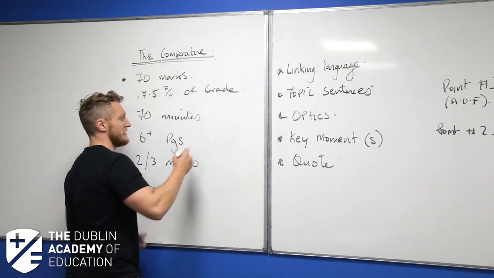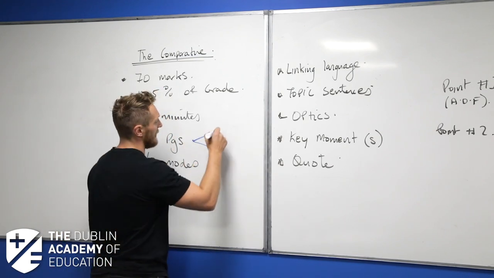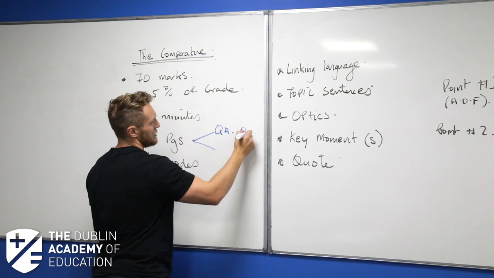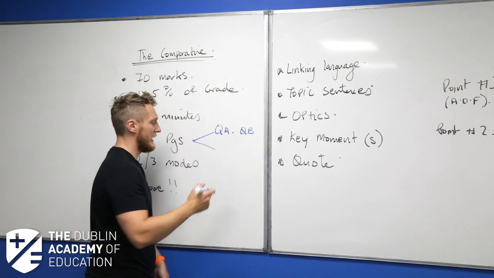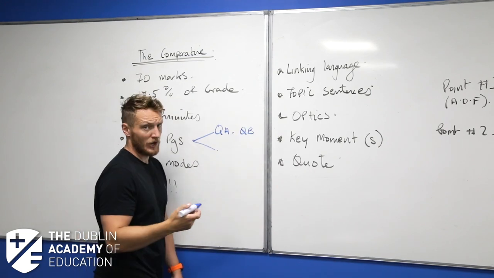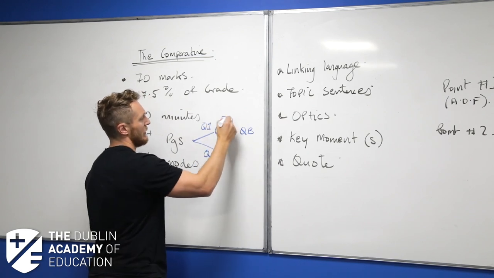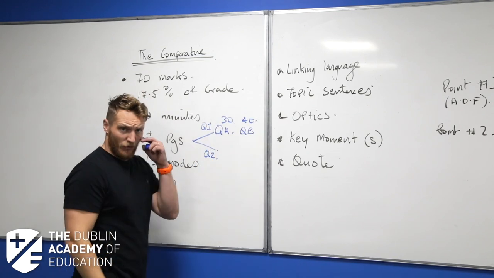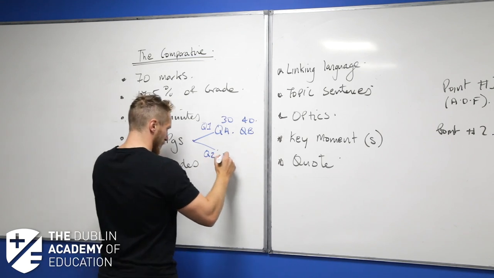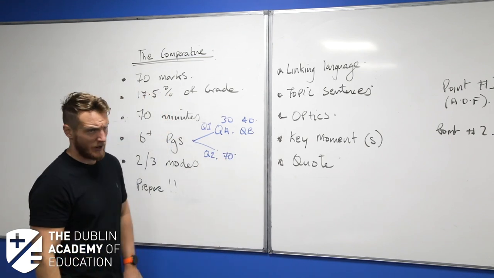Even if we are doing, for example, the 2 questions that you will get, you will either get a question A and a question B, or a single question, but it depends on which one you select. So question 1 and question 2. Question A and question B will be a 30 and a 40 mark split, or question 2 will be a pure 70 mark question.